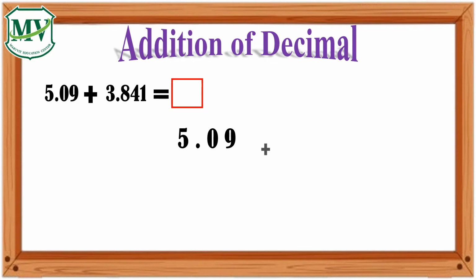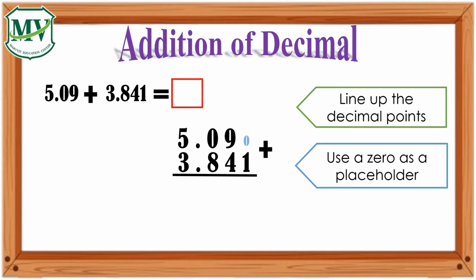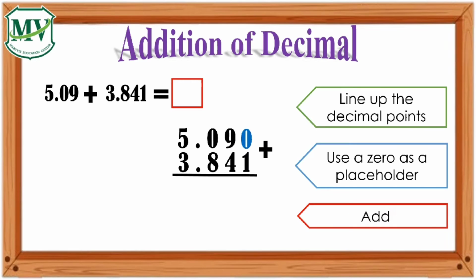First, line up the decimal points by writing the problem vertically. Now look at this. There's nothing above 1, so use 0 as a placeholder to complete the column. Now it is easier for us to add. 0 plus 1 equals 1. 9 plus 4 equals 13. Carry 1 to the 10th place. 1 plus 0 equals 1. 1 plus 8 equals 9. 5 plus 3 equals 8.